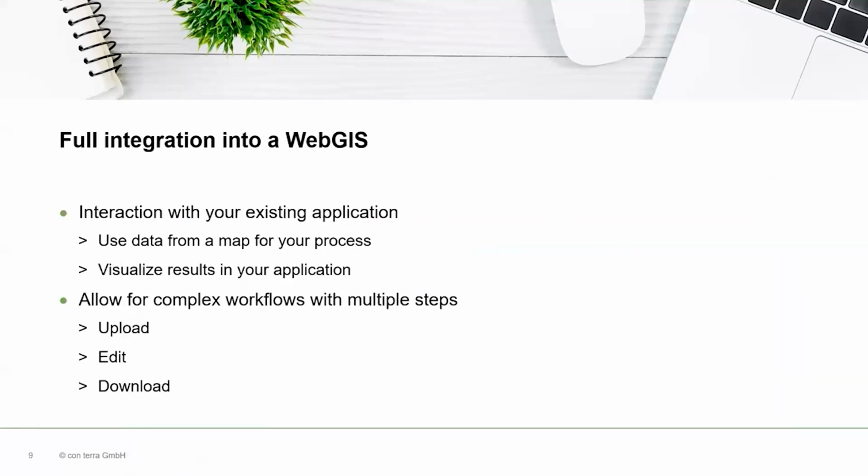So what we did is we did a full integration into a WebGIS. And the main goal for that is basically that you can interact with already existing data in your application. For example, you could use data that's already existing on a map for your process, or you could visualize results in your application, for example, vector data on your map. This allows for more complex workflows, which might even include multiple steps.